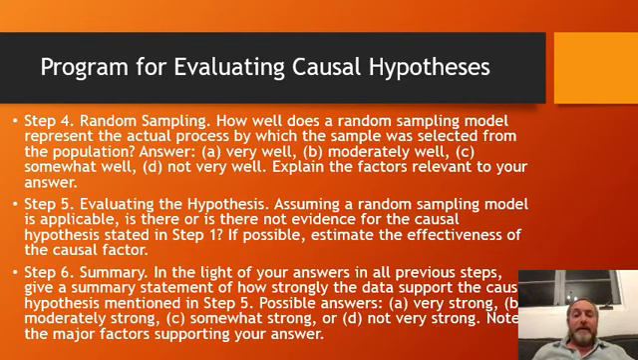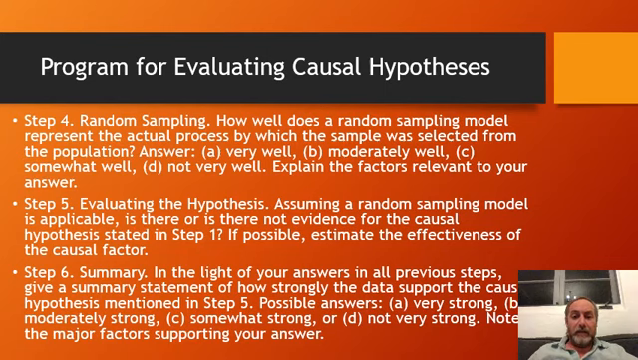Step five, evaluating the hypothesis. Here's where you run the numbers. Is there evidence for the causal hypothesis? Meaning, is the difference between the relative frequencies significant? You take the relative frequencies, apply the margin of error so that you have an estimation of the probabilities in the population. Is there overlap? Is there not? Calculate the effectiveness. That's where you do all that math.